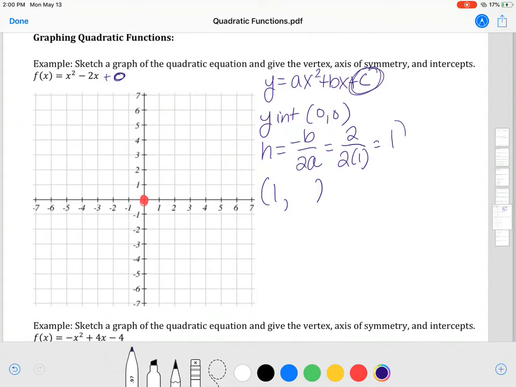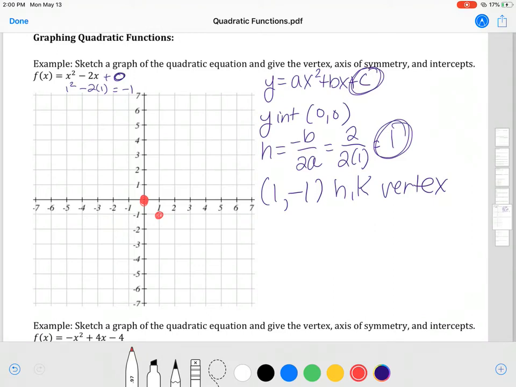Now I got to take this and plug it back in to find my corresponding value of y. When I take 1 and plug it back into x squared minus 2x, that gives me 1 squared is 1 minus 2 times 1. That's going to give me a negative 1. So I know that this is my h, k, my vertex. So when I graph that point here, this is what I get.